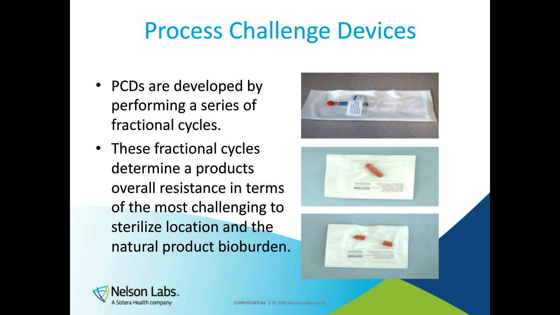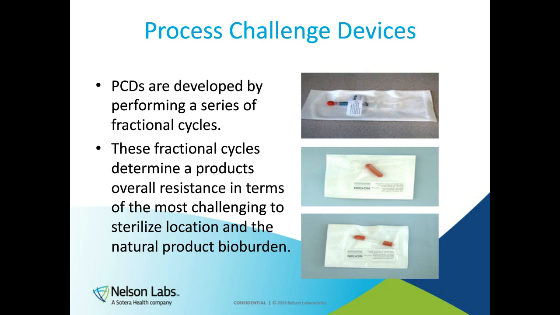What these tests do is you again inoculate the product and compare that inoculated product to these surrogate devices, and you choose a PCD that is representative of the product's resistance. Ideally, you want it at least equal in resistance or just a little bit more difficult to sterilize than the most difficult to sterilize location.